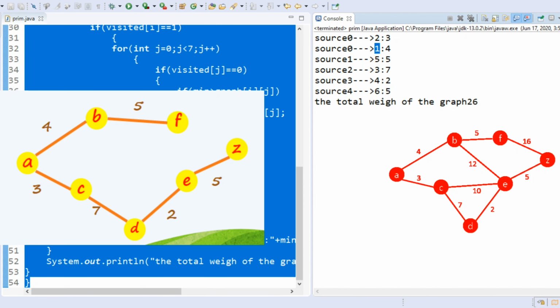From b to f, that means from 1 to 5 its value is 5, and again 2 to 3, that means c to d its value is 7, and again from d to e, that means here 3 to 4 its value is 2, and e to z and 4 to 6 its value is 5, and the total weight of the given graph is equals to 26. So in this way the Prim's algorithm works. I think so you understood it.